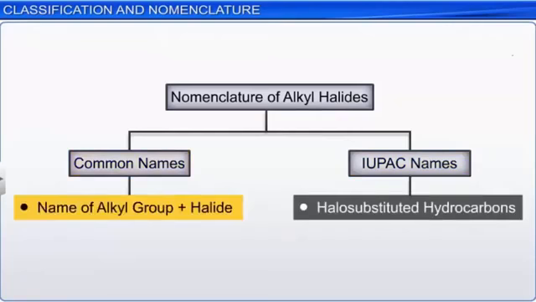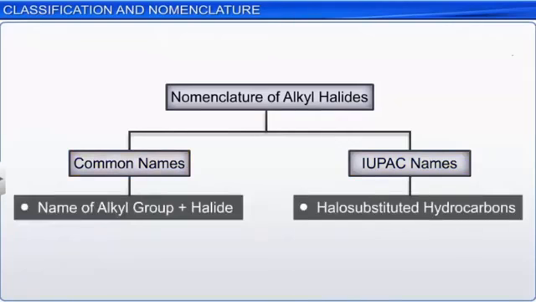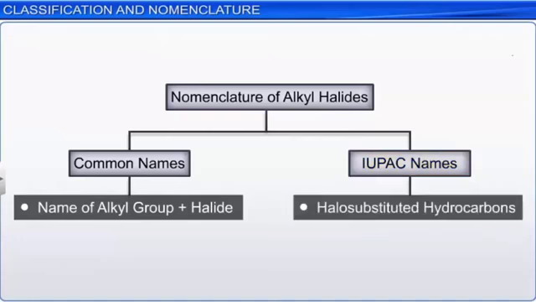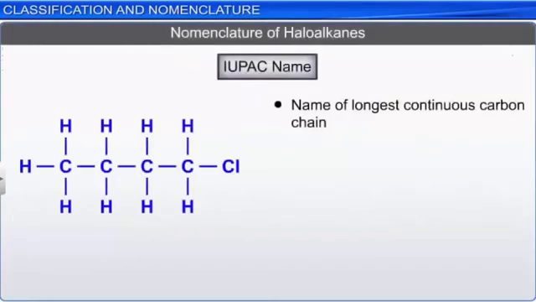Let's write the IUPAC name of the given molecule. The longest continuous carbon chain has 4 carbon atoms, and hence the root word is bute. Since the longest carbon chain is saturated, the primary suffix is ane. Thus, the name of the parent carbon chain is butane.